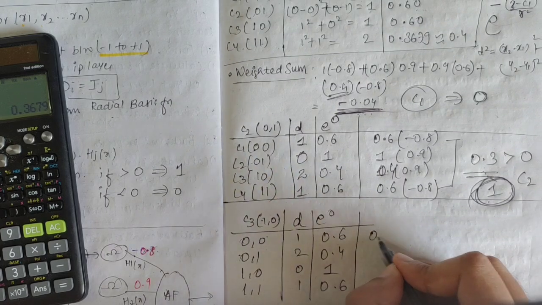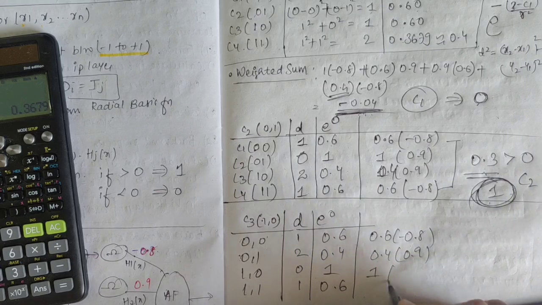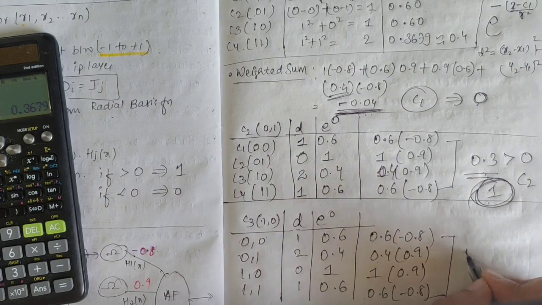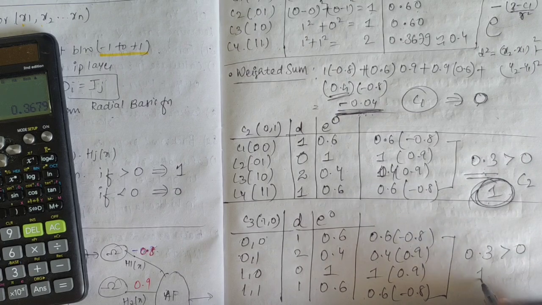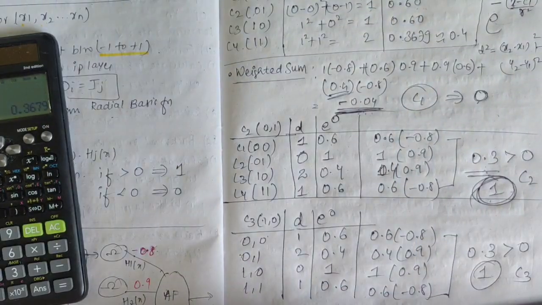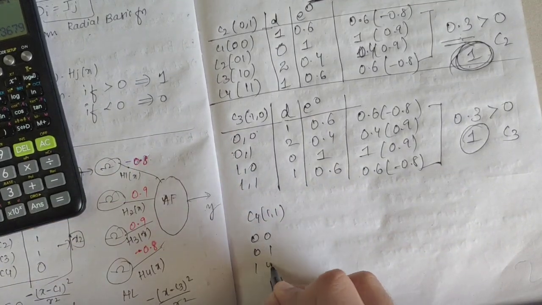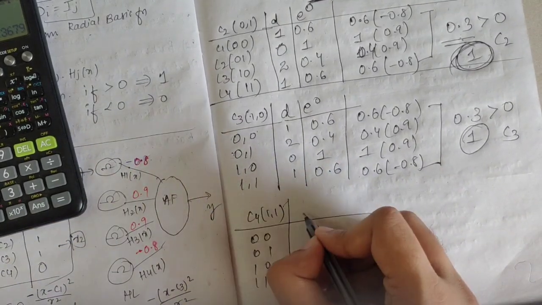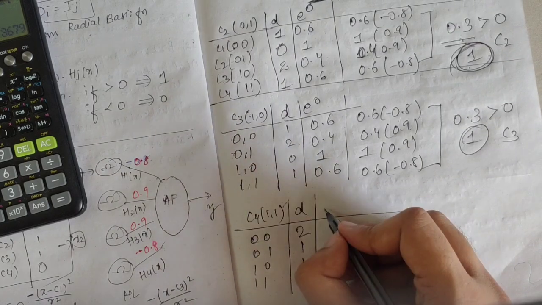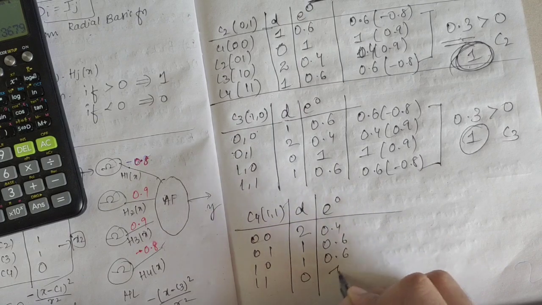Now again multiply this 0.6 into minus 0.8, 0.4 into 0.9, 1 into 0.9 and 0.6 into minus 0.8. I would get 0.3. This is again greater than 0, so 1 for C3. Now for C4 I write 1, 1. So again calculating the values 0, 0, 0, 1, 1, 0, 1, 1. I'll calculate the distance, so I get 2 here, 1 here, 1 here and 0 here. Now I write the e power value, so that is 0.4, 0.6, 0.6 and 1 here.